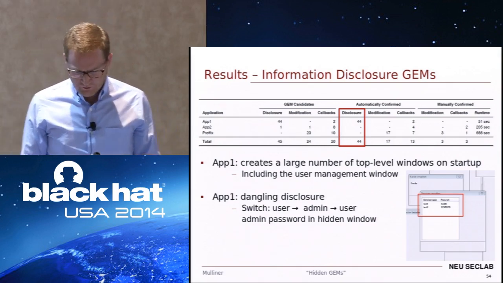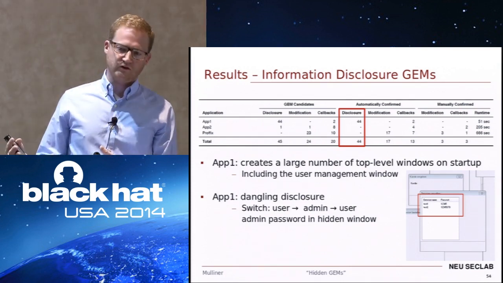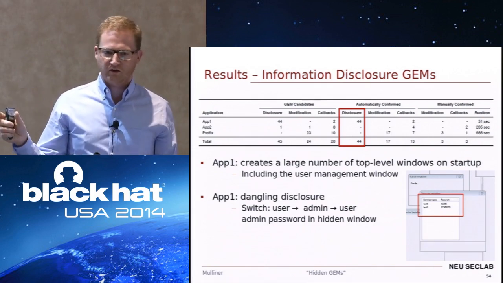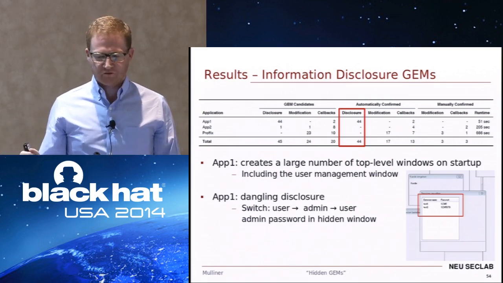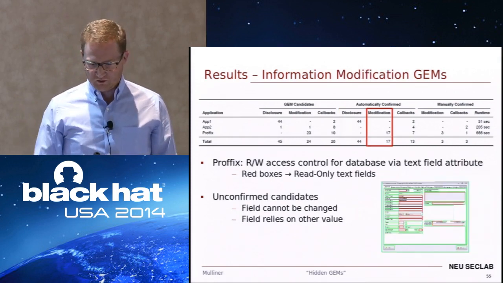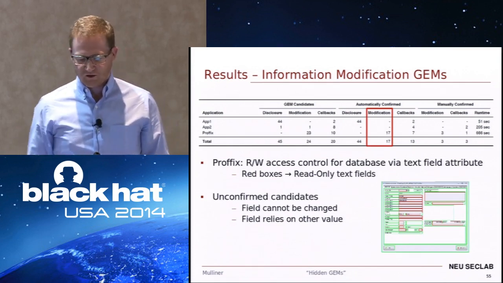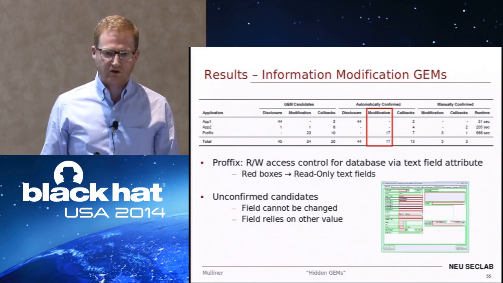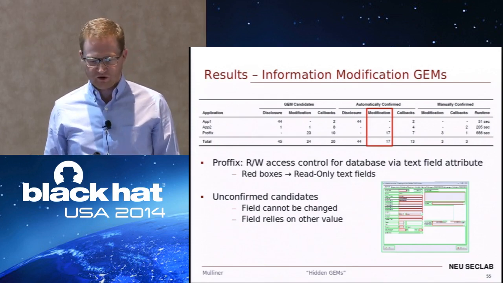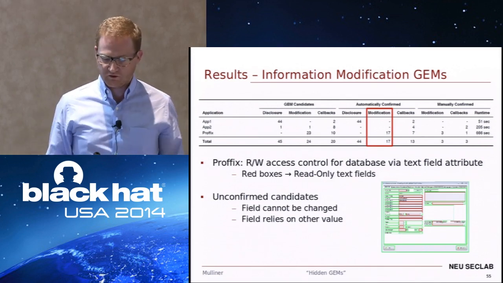And the same application had exactly the problem where you log in as a normal user, escalate to admin, and go back. Then you can just go to the UI and say, hey, show me all text fields, and you would see the admin password still in there. And for the information modification, this application was using the read-write attribute on text fields to control write access to the database. And all those red boxes are the disabled fields.